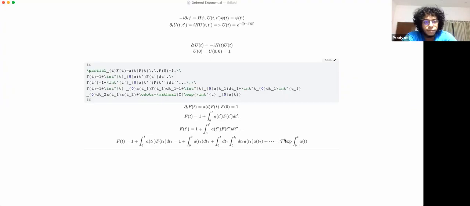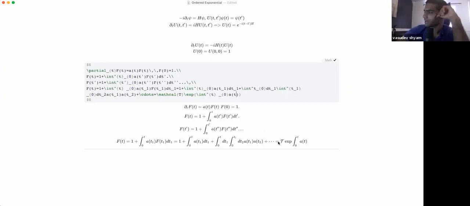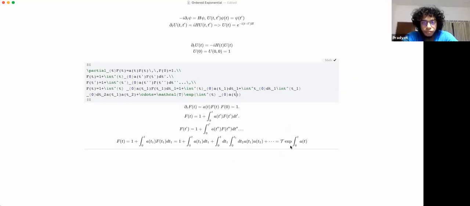Okay. Now you see, if we had the Hamiltonian there, then that's what we would get for the quantum mechanical case, and that would be our U of t. But this isn't restricted to quantum mechanics.